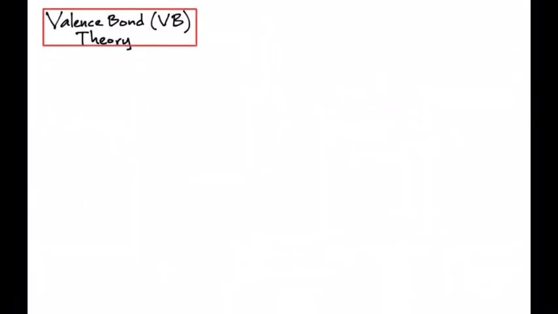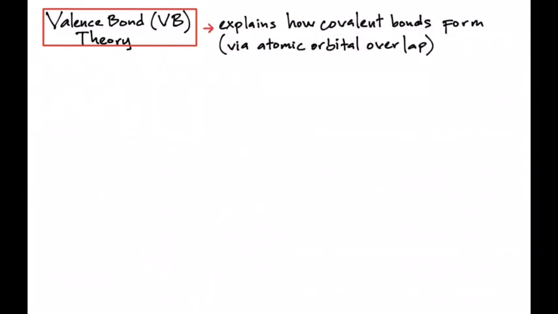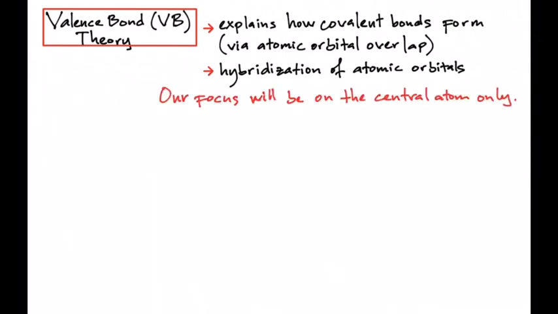So now let's take a look at a more advanced bonding theory, known as valence bond theory, or VB theory. This theory basically explains how covalent bonds form via atomic orbital overlap. So it uses the concept of hybridization of the atomic orbitals. But regarding hybridization, our focus here will only be on the central atom instead of the terminal atoms. So let's look at the bonding in this molecule, beryllium chloride. We know that beryllium is going to be the central atom, and that it has 2 valence electrons because it's in group 2 in the periodic table.